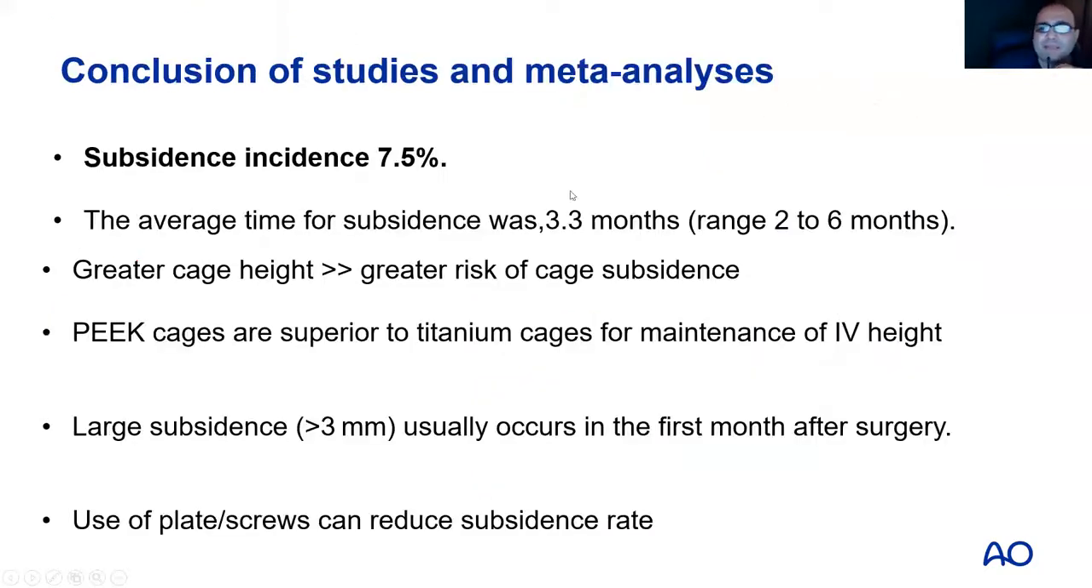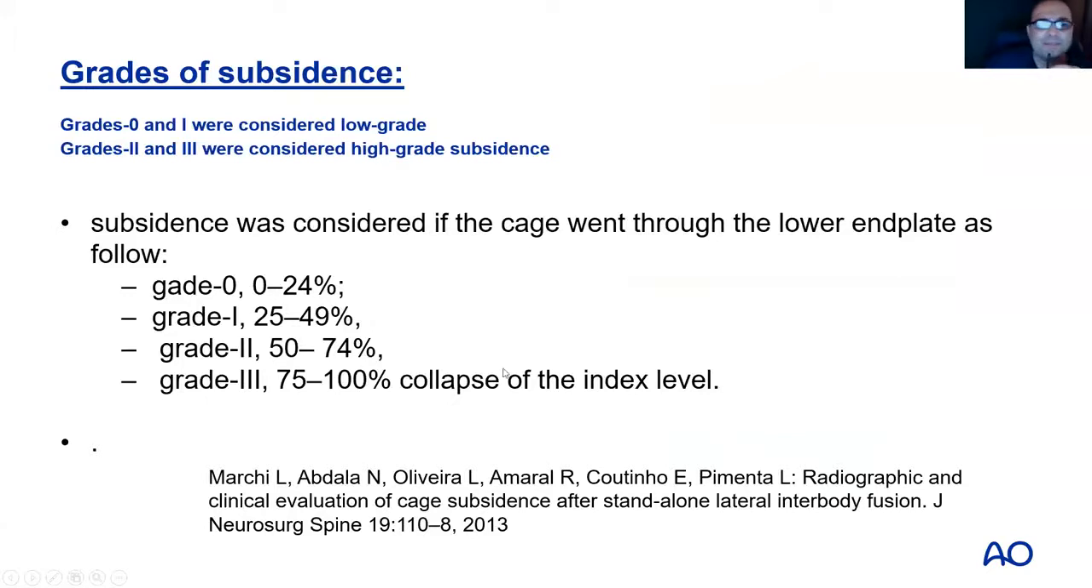So this is a meta-analysis regarding cage subsidence. The range is about 7.5%. It commonly occurs in the first 3 months, is common with greater cage height, common in females, and large subsidence of more than 3 millimeters can be anticipated in the first months. And it is, of course, more common in titanium when you compare it with big cages. And of course, the use of screws can decrease the incidence of subsidence.